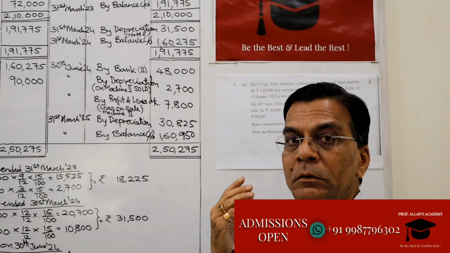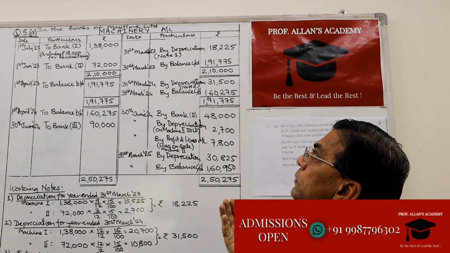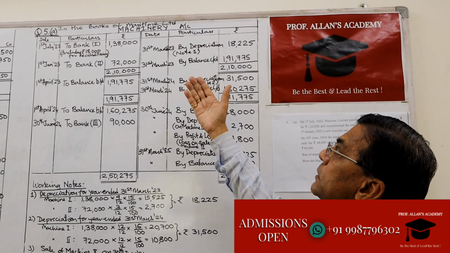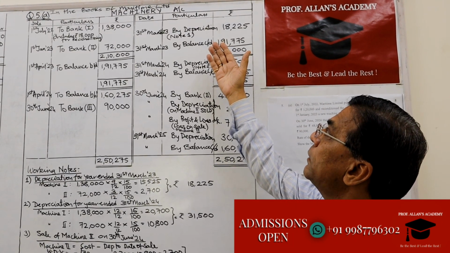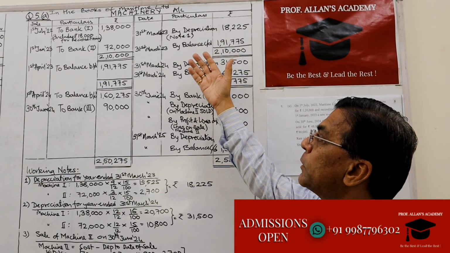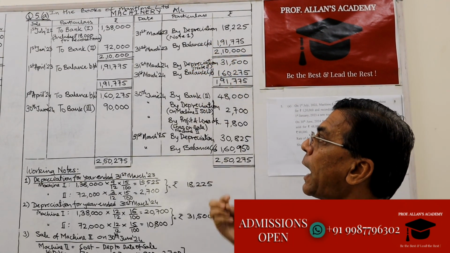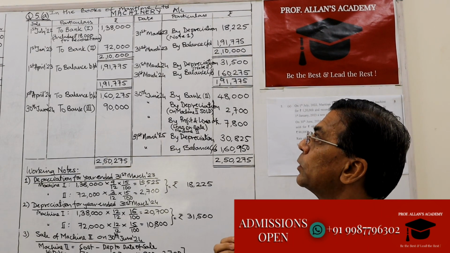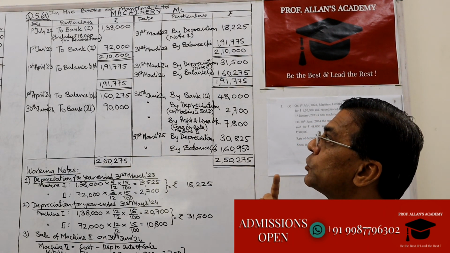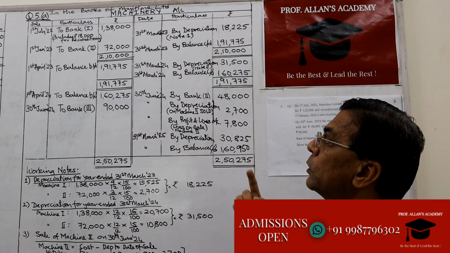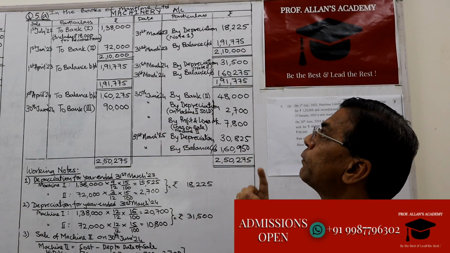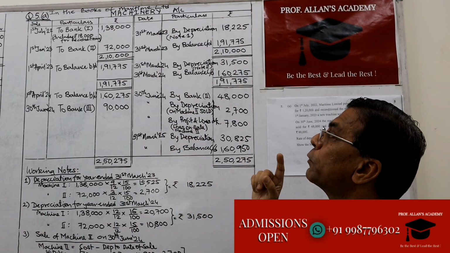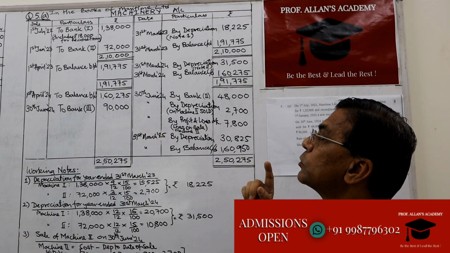We now move on to the solution. It is to be recorded in the books of Maritime Limited. We are preparing the machinery account, as has been told to us. We are purchasing the first machinery on 1st July 22 for a cost of rupees 1,38,000.